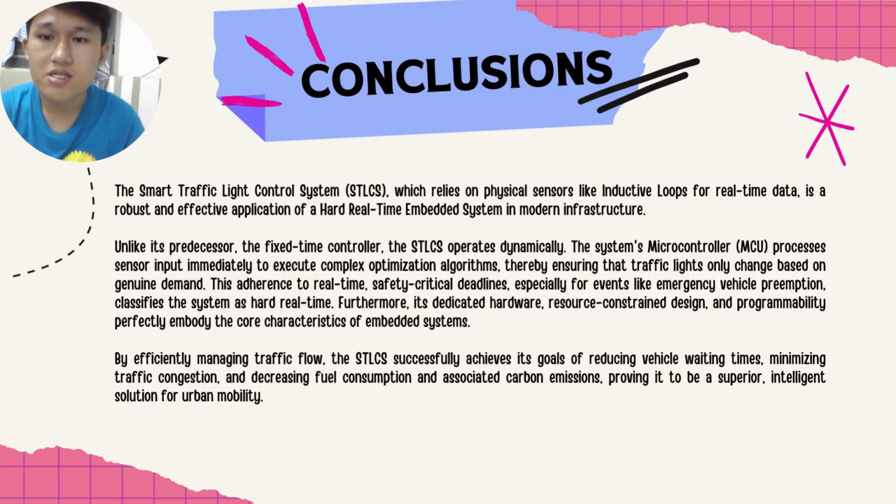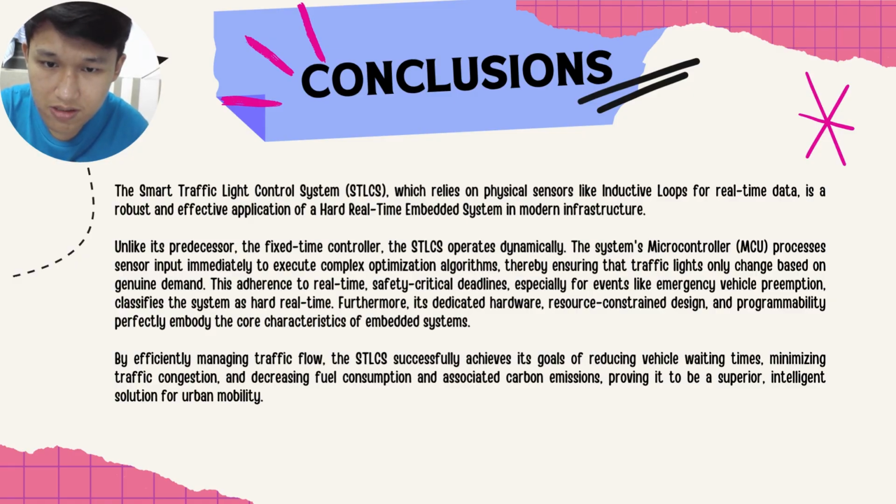In conclusion, the Smart Traffic Light Control System (STLCS), which relies on physical sensors like inductive loops for real-time data, is a robust and effective application of a hard real-time embedded system in modern infrastructure. Unlike its predecessor, the fixed-time controller, the STLCS operates dynamically. The system microcontroller (MCU) processes sensor input immediately to execute complex optimization algorithms, ensuring that traffic lights only change on genuine demand.